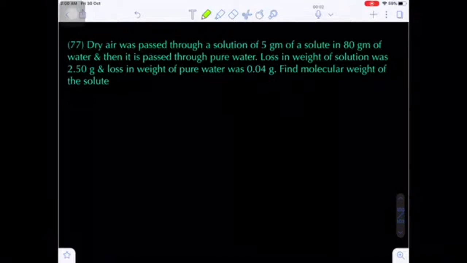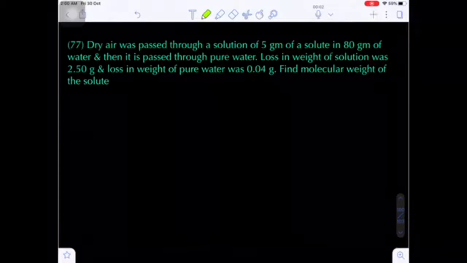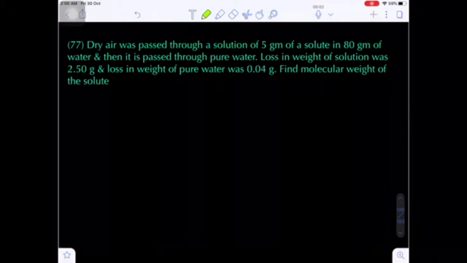Now here question number 77. Dry air was passed through a solution of 5 grams of a solute in 80 grams of water. Then it is passed through the pure water. Loss in the weight of a solution was 2.5 grams and loss in the weight of pure water was 0.04 grams. Then find the molecular weight of the solute.